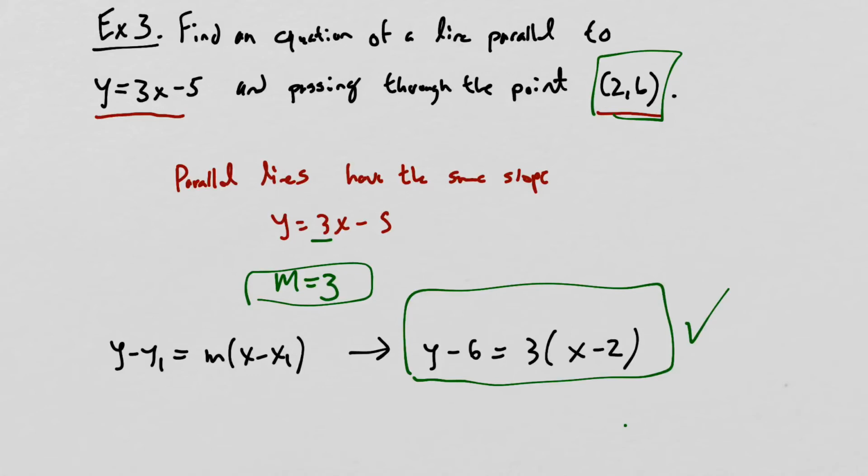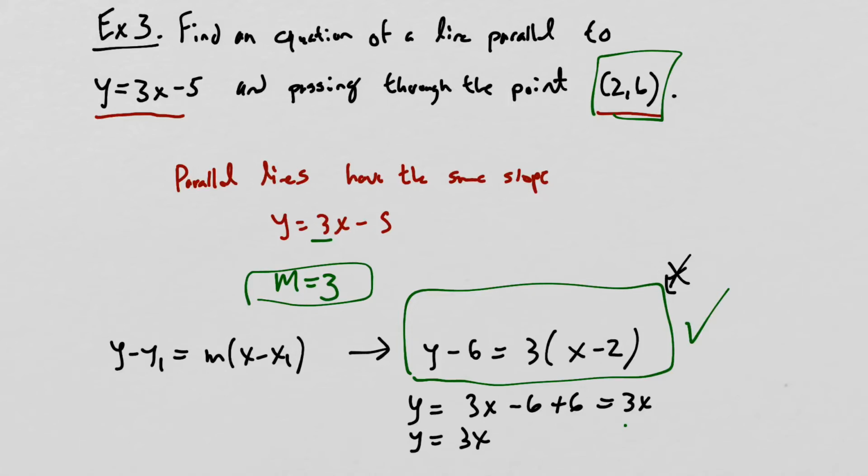But let's go ahead and find the slope-intercept form. To do that, we can go ahead and solve this equation for y. Adding 6 to both sides, we'll get 3x minus 6 plus 6 is equal to 3x, which means the slope-intercept form will be y is equal to 3x.